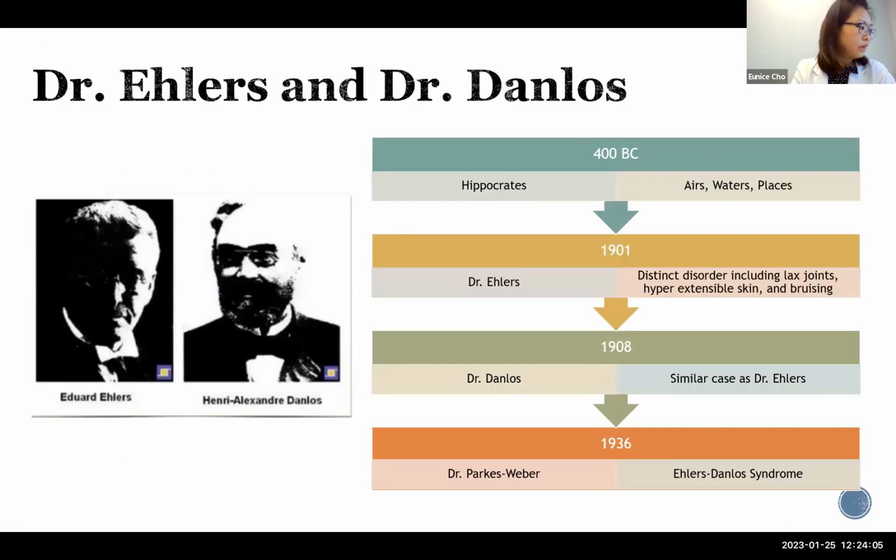Let me briefly go into a little bit of the history behind Ehlers-Danlos syndrome. People think it was first described by Hippocrates back in 400 BC in his writings called Airs, Waters, and Places. But officially, it was Dr. Ehlers, a Danish physician, who wrote a case report on a distinct disorder including lax joints, hyperextensible skin, and bruising. A couple of years later in France, Dr. Danlos wrote a very similar case to Dr. Ehlers. And it was Dr. Parkes Weber who came up with the name Ehlers-Danlos syndrome, naming it after these two physicians who wrote the case reports.